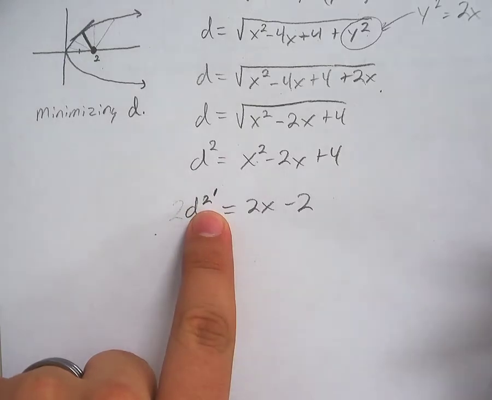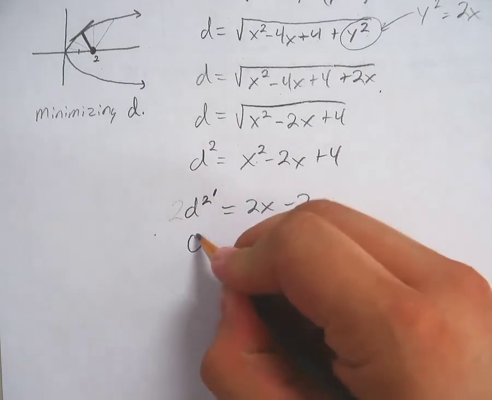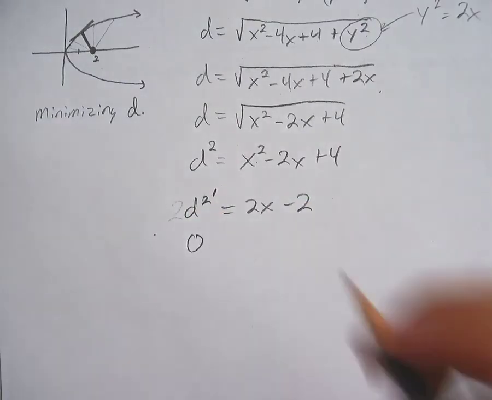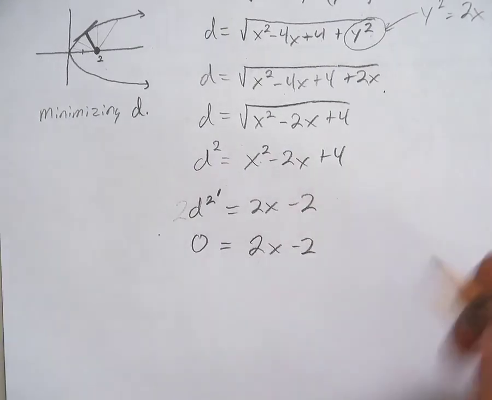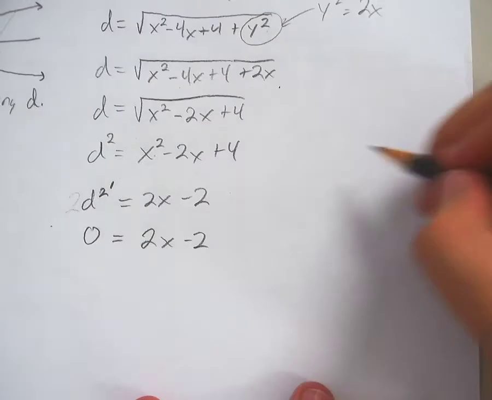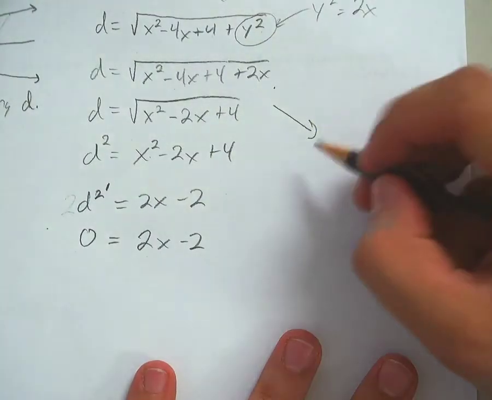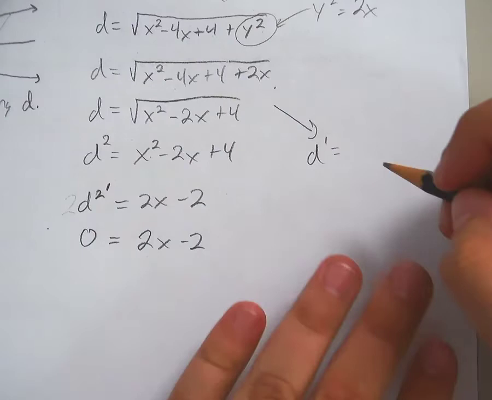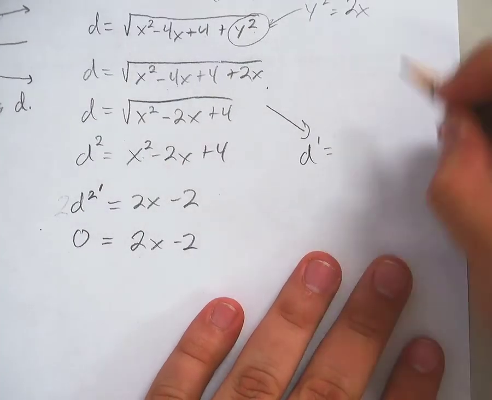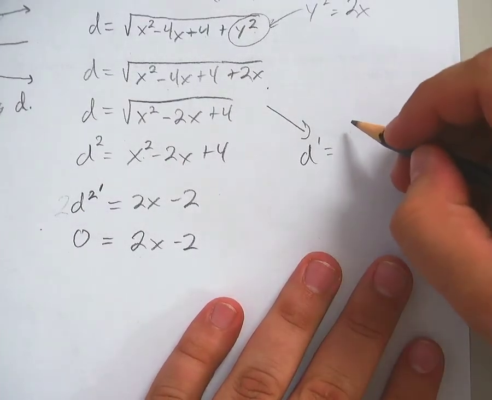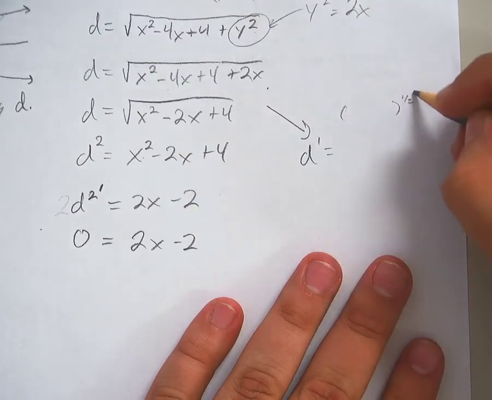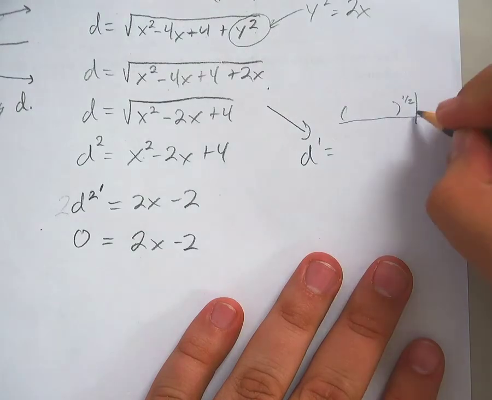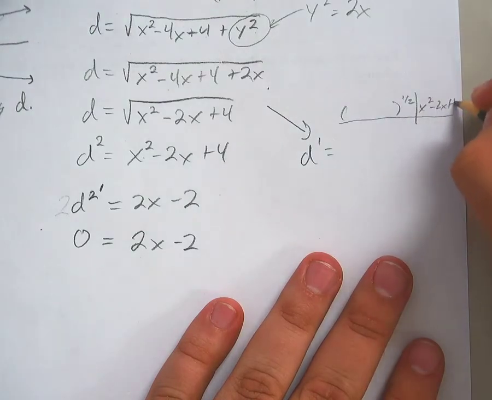So 0 squared, or 2 times 0, is all going to be 0. So I'm going to take my derivative, set it to 0, and solve. Now, if I had chosen to go the other way, and you got d prime to be, this would be a really long chain rule. It's going to end up being parentheses to the 1/2, x squared minus 2x plus 4.